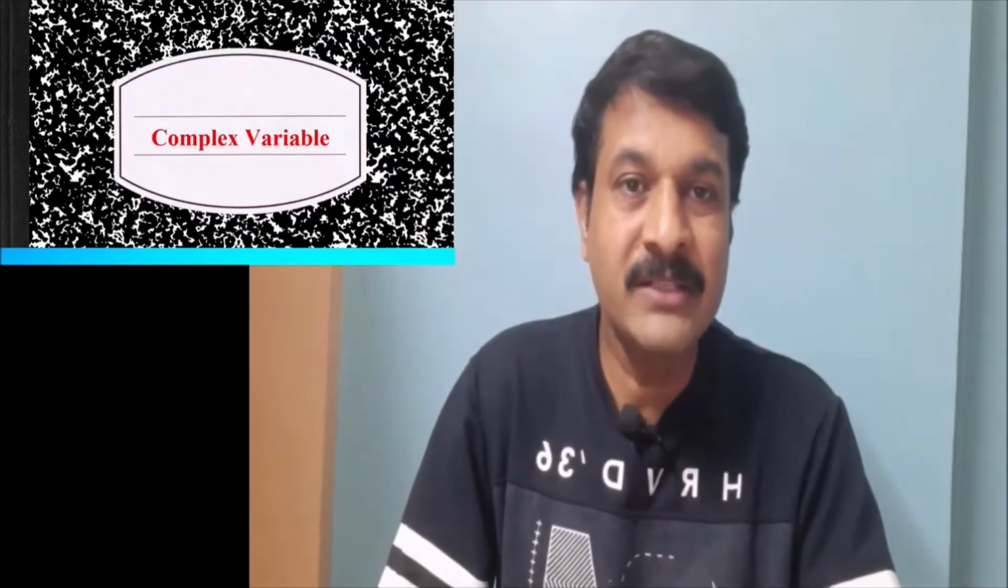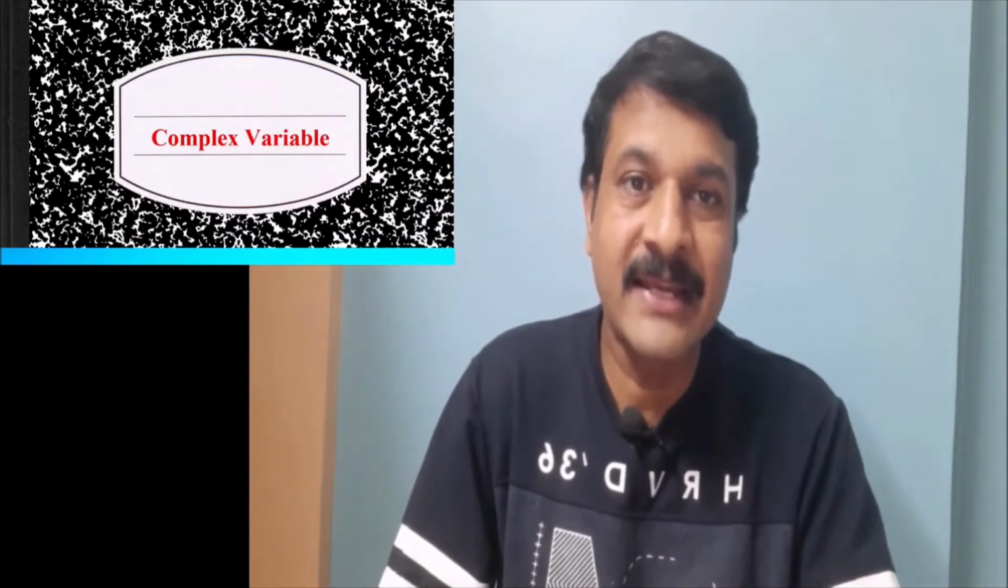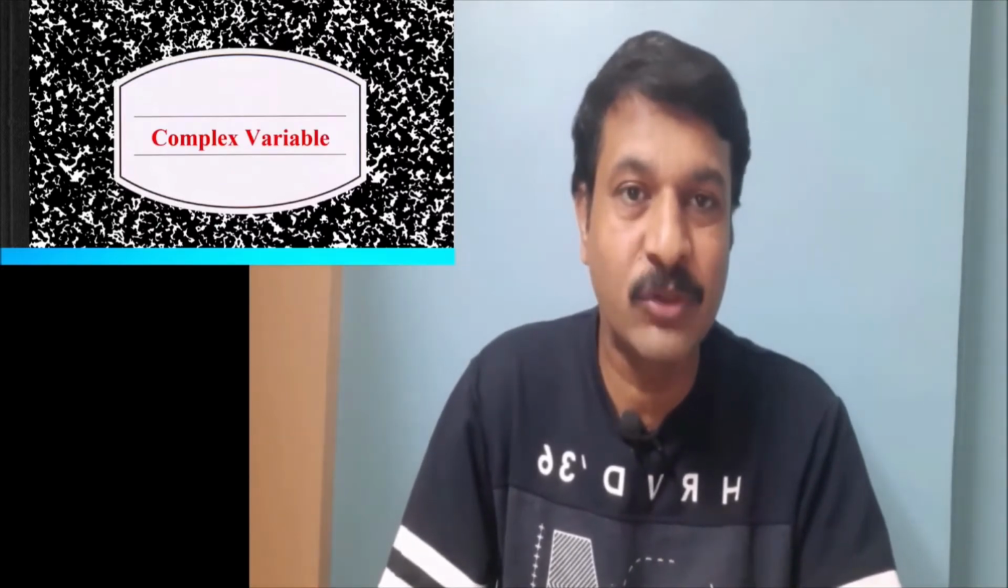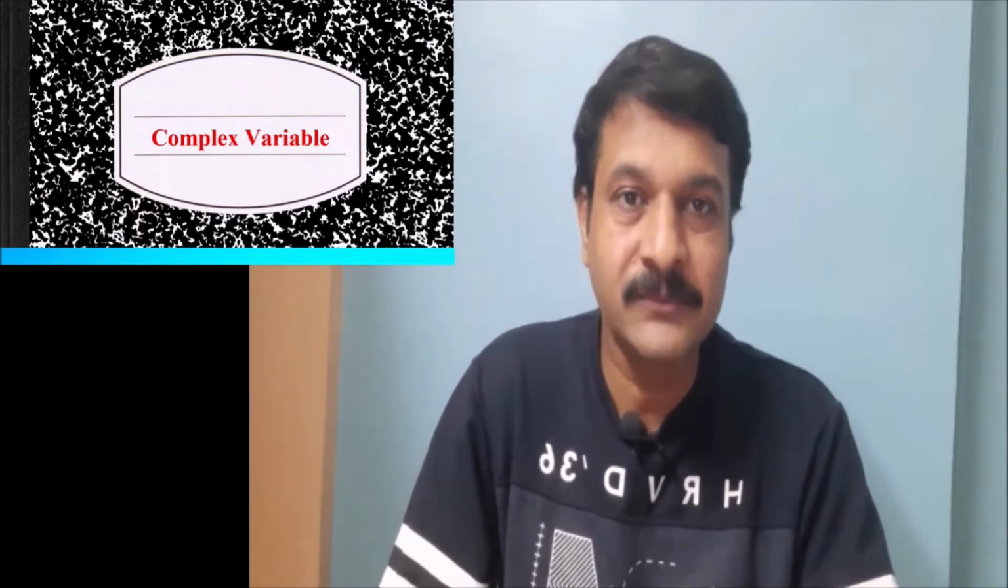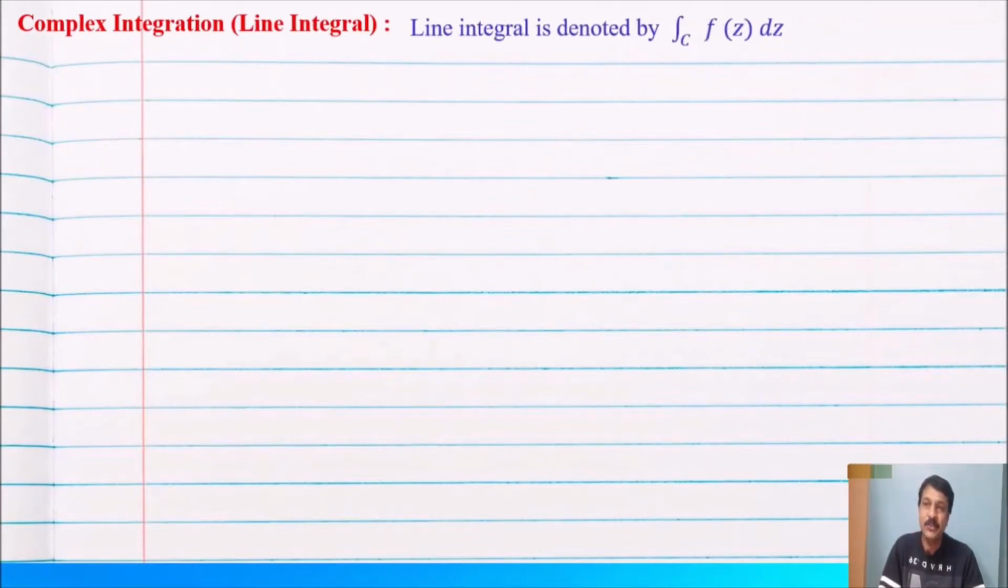We are going to see what is the complex integration. Just like a line integration, there are some theorems on the complex integration. So let's start. Now define the complex integration, that is the line integral. The line integral is denoted by integration over c f of z dz.